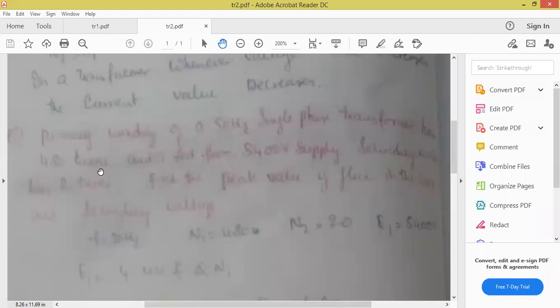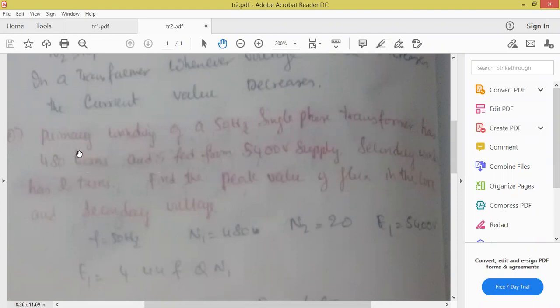Now here in the question they have given the primary winding. My question is: the winding which is connected to the supply is called what winding? Anyone? Secondary winding? No, primary. The winding which is connected to the input supply is called primary, and the winding which is connected to the load is called secondary. Go through the last class, that is important. I can say the third and fourth units are very important.